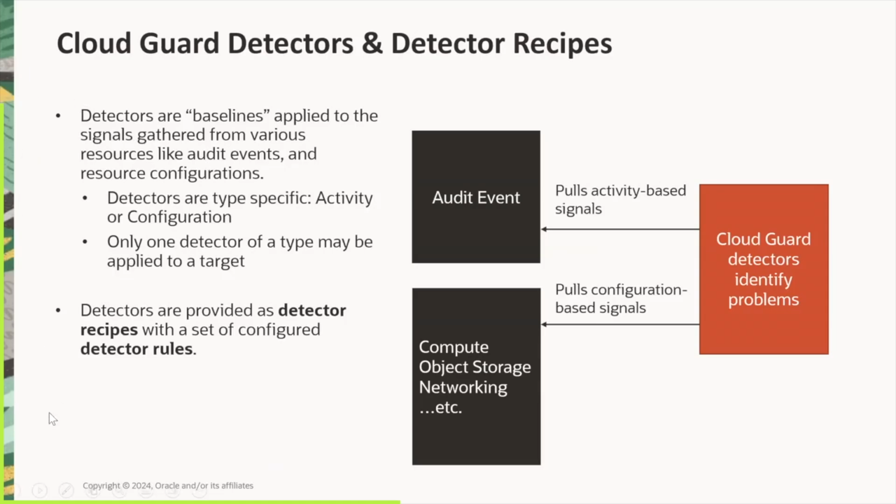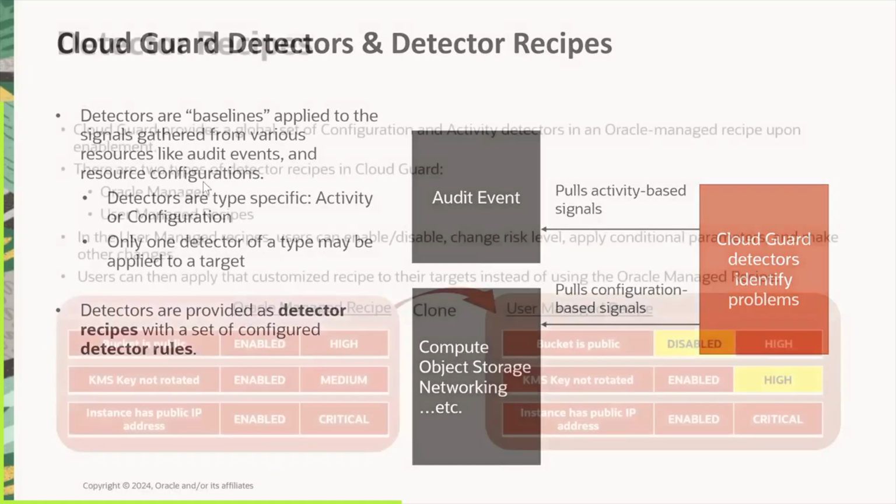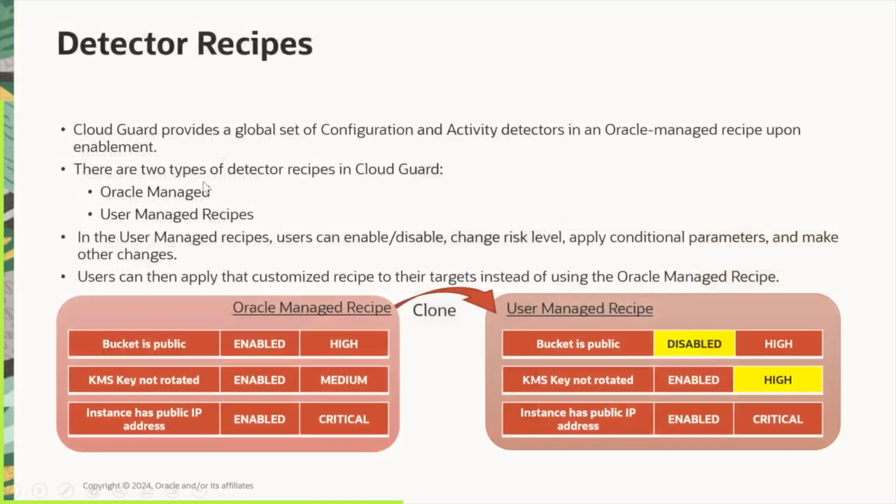So the configuration detector recipes are more specific to the resource, and the activity detector recipes are more specific to the user behavior, right? So if the user is making any changes to the resource, those we categorize as the activity detector recipe. Then we have the threat detectors that we will discuss in the coming slides. So these are the three major detector recipes we have in the Oracle CloudGuard. Each of these recipes has its own set of rules, as I said, right?